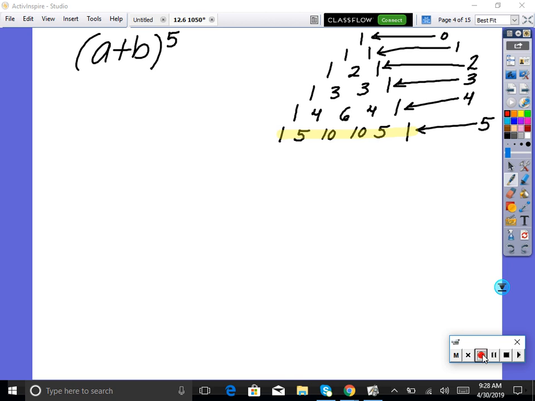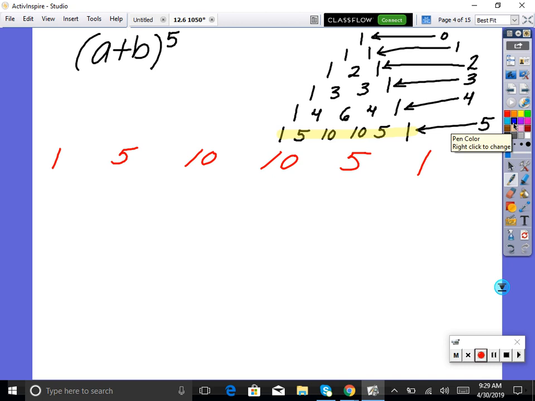So we have a plus b to the 5th. The first thing we're going to do is write out our coefficients here. So we would have our degree 5. So look, 0, 1, 2, 3, 4. This is degree 5. Easier yet, we could have just located the 5, right? The first number after the 1. So then I'm going to write out 1, 5, 10, 10, 5, 1, giving myself a little space.